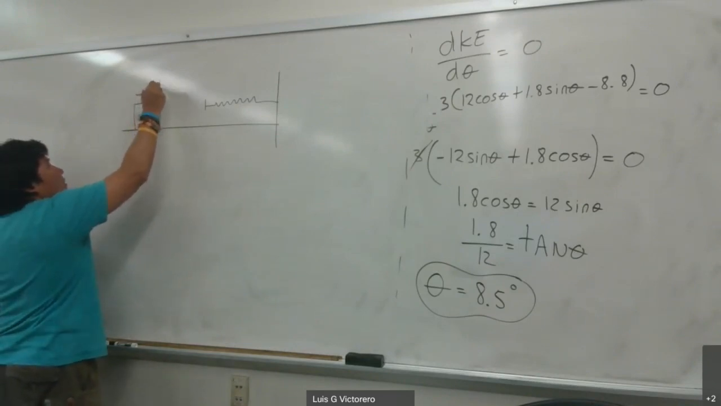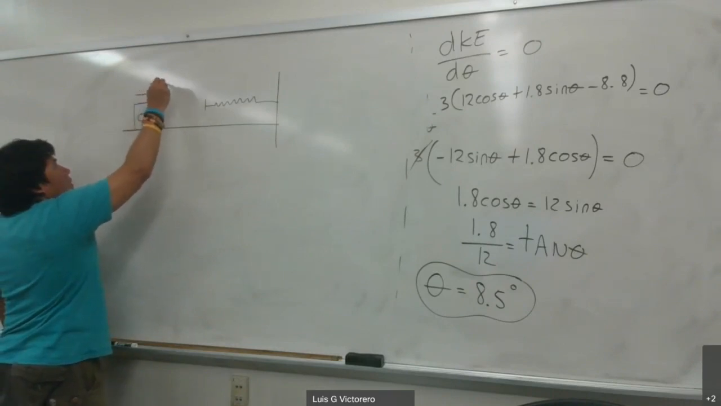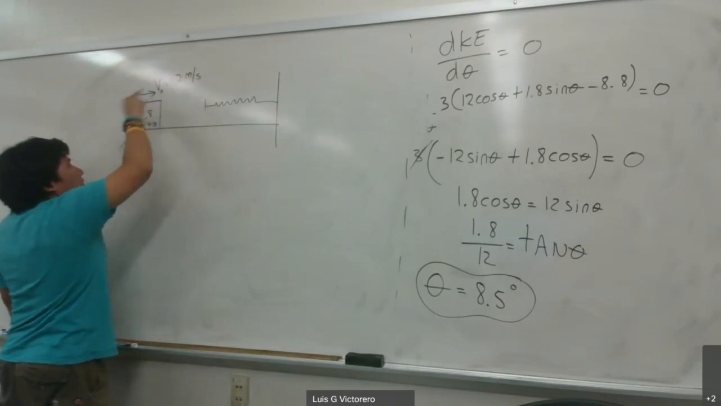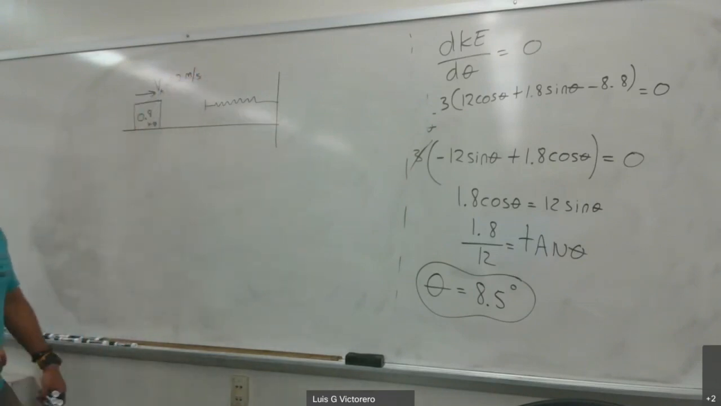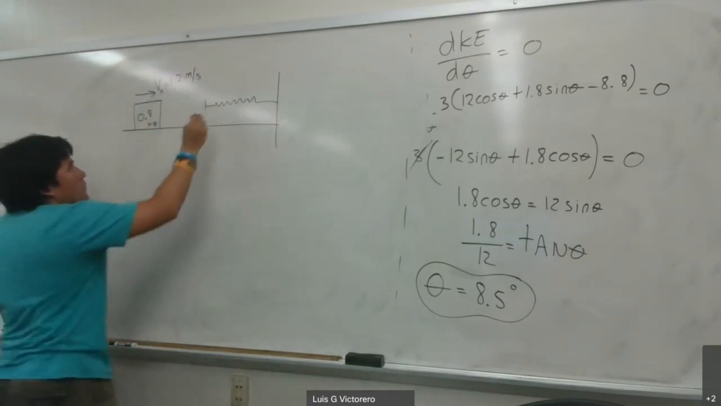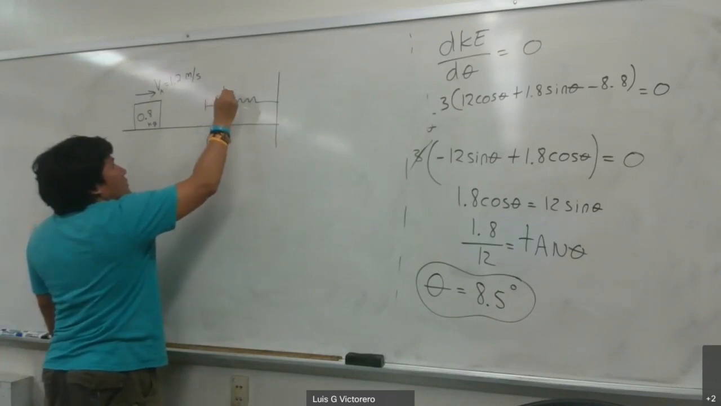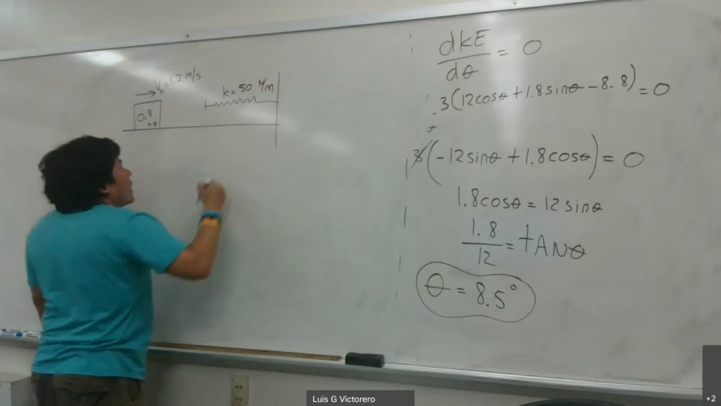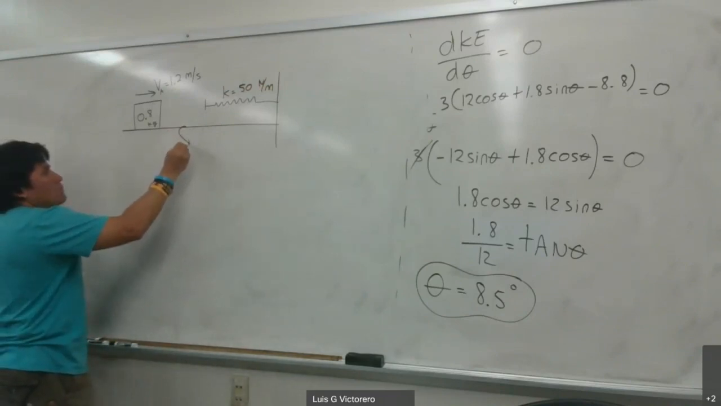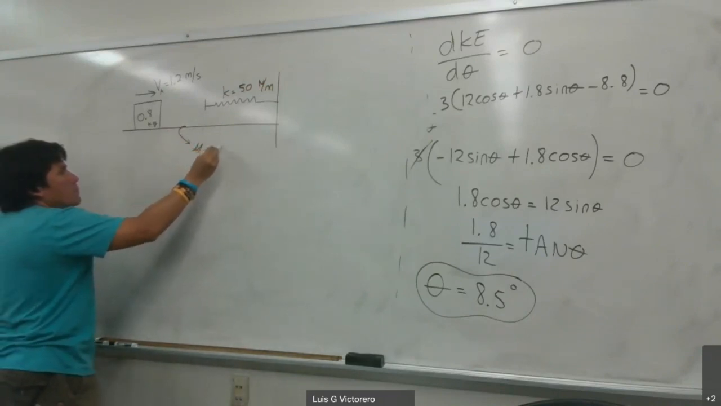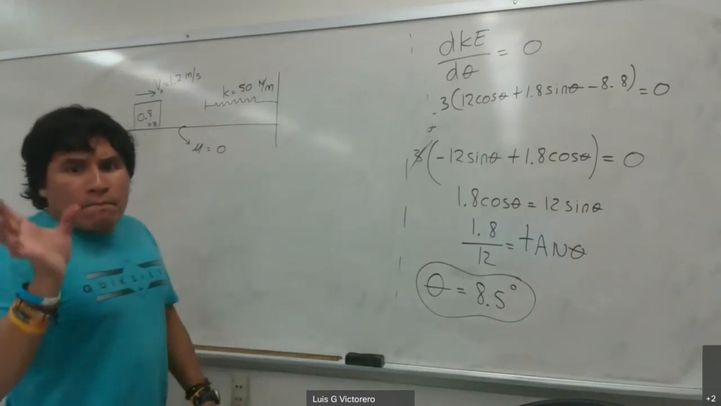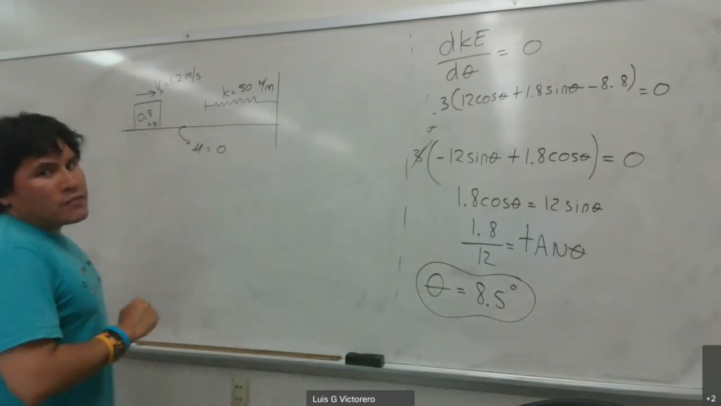And this velocity at this point A is 1.2 meters per second to the right. And the spring has a spring constant of 50 newtons per meter. Assume no friction. Calculate the maximum compression of the spring after collision.